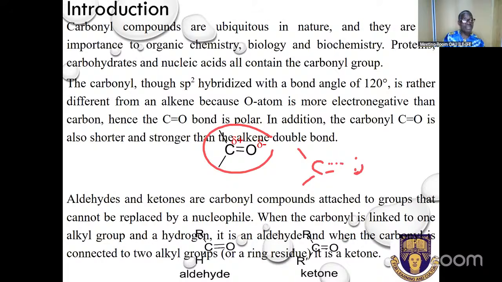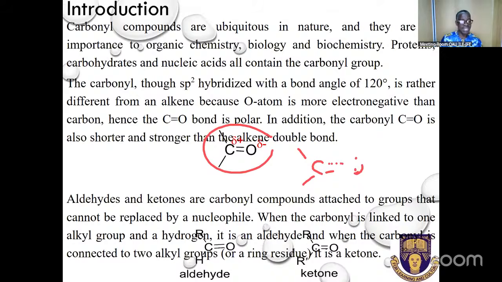But it's rather different from an alkene. The C double bond O is different from an alkene because the oxygen atom is more electronegative than carbon. Hence, the C double bond O bond in a carbonyl is polar. It's relatively polar. In addition, the carbonyl C double bond O is also shorter and stronger than the alkene double bond. This we should note.